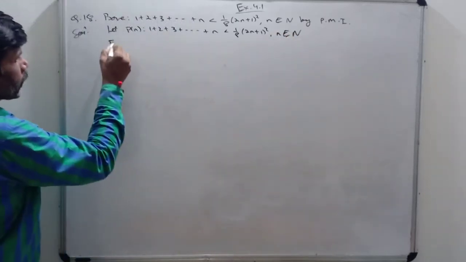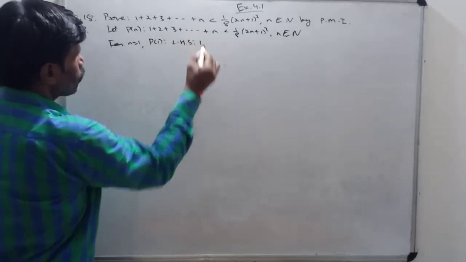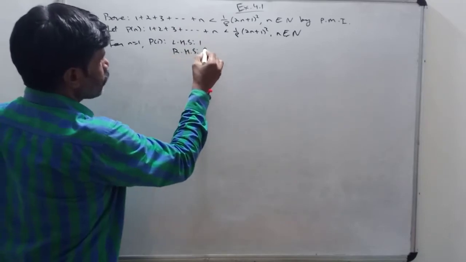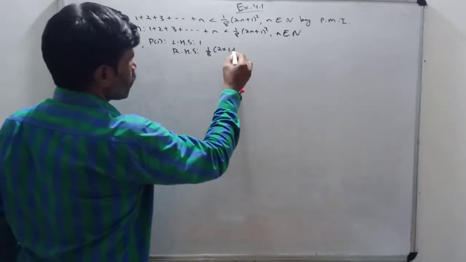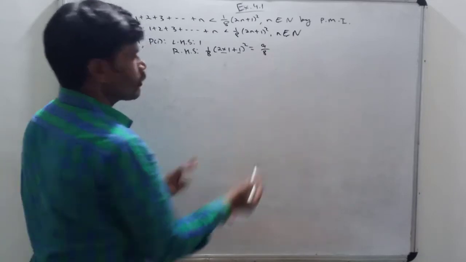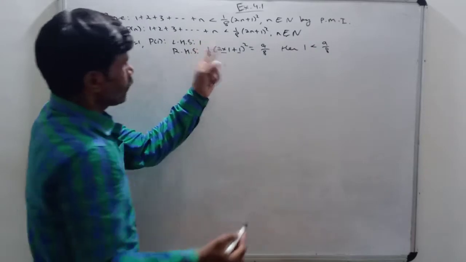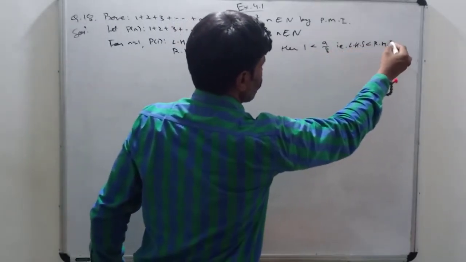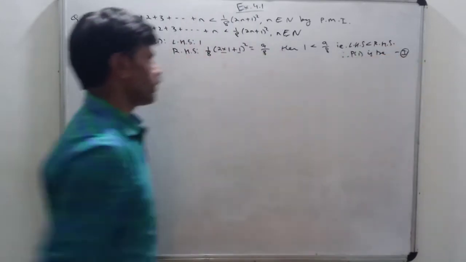Now, for n = 1, P(1): what is LHS? 1, correct? Now what is RHS? 1/8 (2 × 1 + 1)², wherever you see n, there you put 1. That is 2 ones are 2, plus 1 is 3, 3 squared is 9/8. 9/8 means 1 point something, so 1 is less than 9/8. That is, LHS is less than RHS, so therefore P(1) is true. Call it step number 1, result number 1.